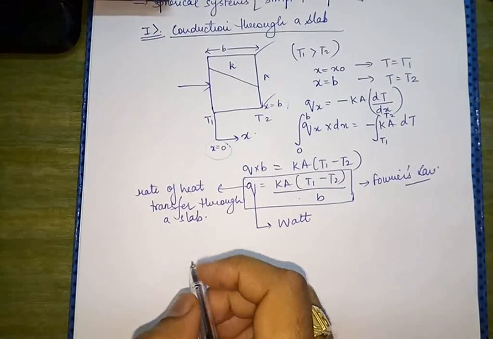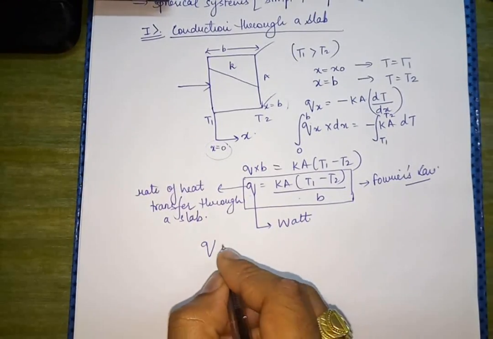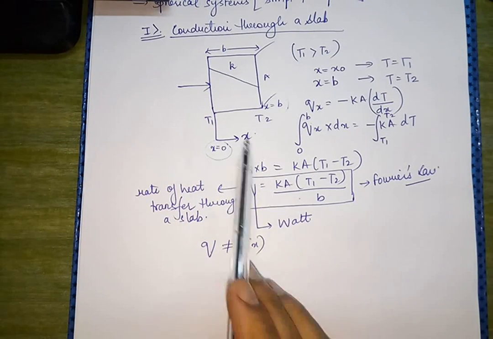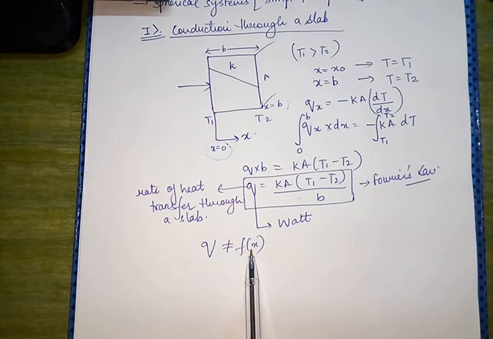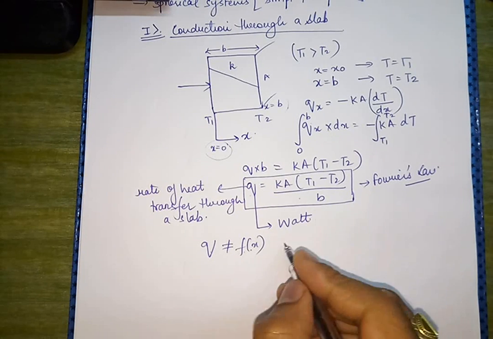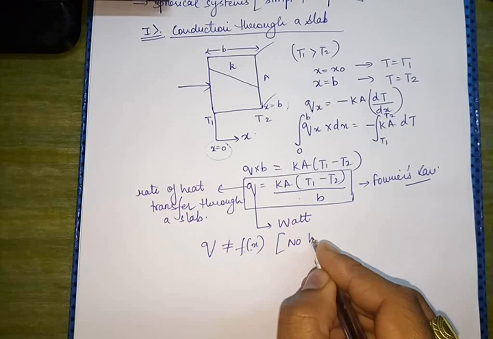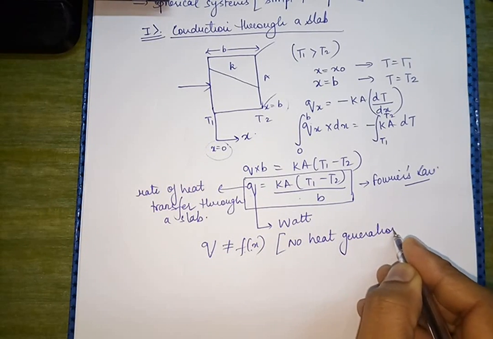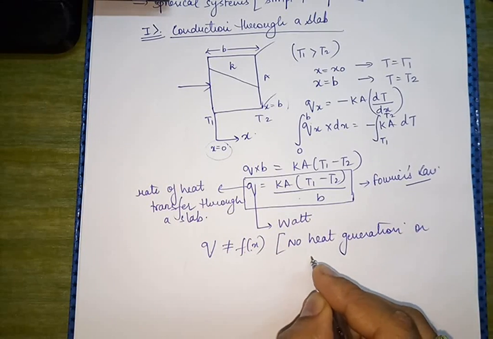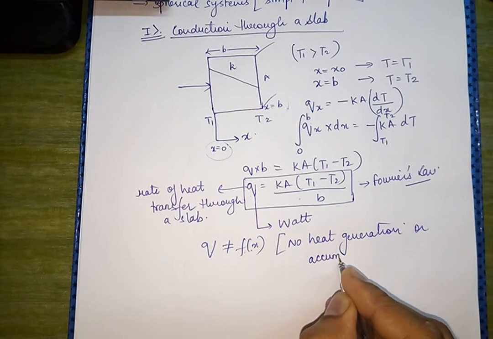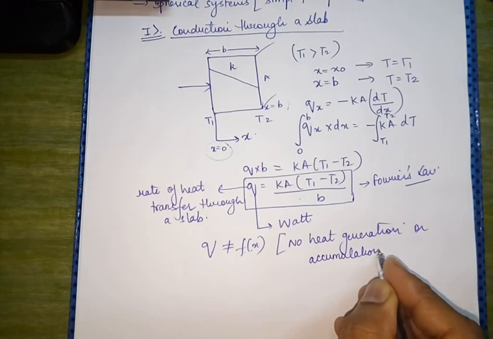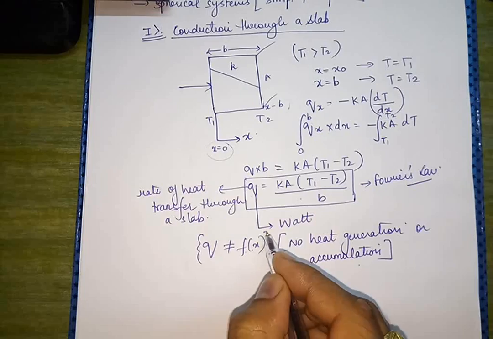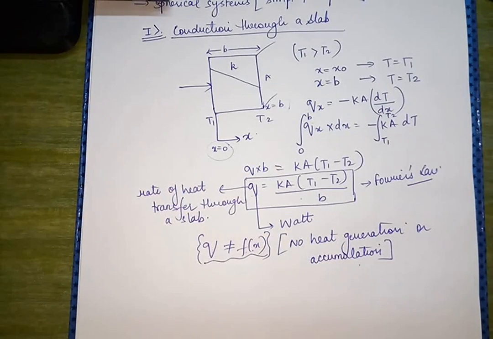One very important point to be noted here is that Q is not a function of x. The heat which is being conducted is not a function of the coordinate x, because there is no heat generation and no accumulation of heat, and therefore we can say that Q is not a function of x.